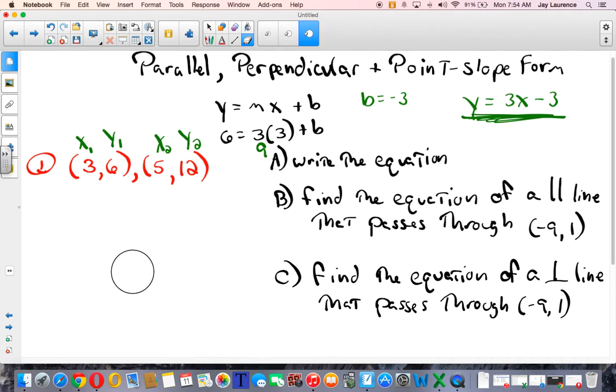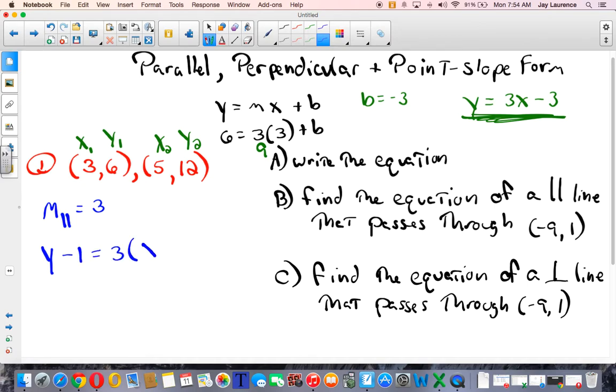I'm going to find the equation of a parallel line. So if the line is parallel, that means the slope must be the same. So the slope is 3 or 3 over 1. Okay, and it's got to pass through this point, negative 9, 1. Well, I think I'm going to go point slope form, so I'm going to go y minus 1 equals 3 times the quantity of x plus 9, right? Okay, I'm going to distribute that 3. y minus 1 is going to equal 3x plus 27. And then adding 1 to both sides will give me 3x plus 28.